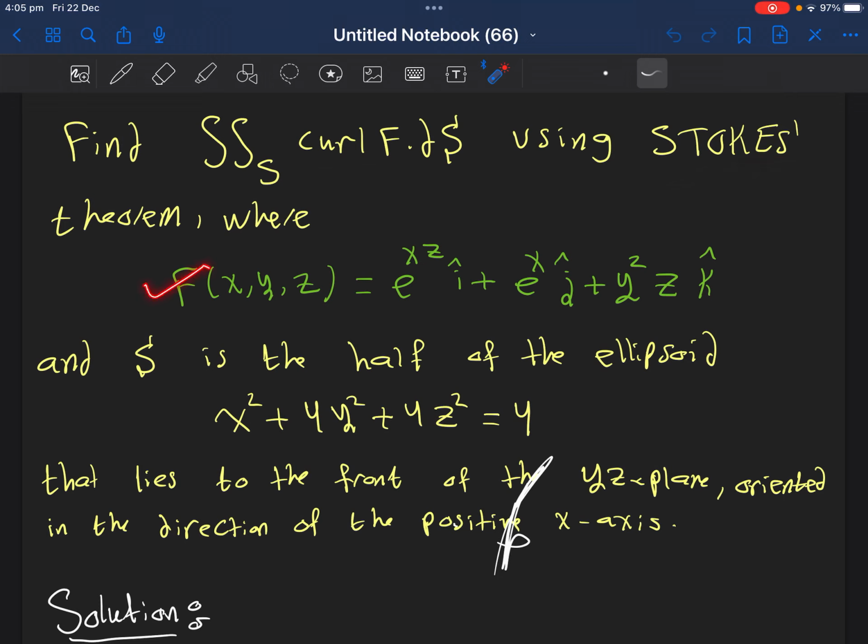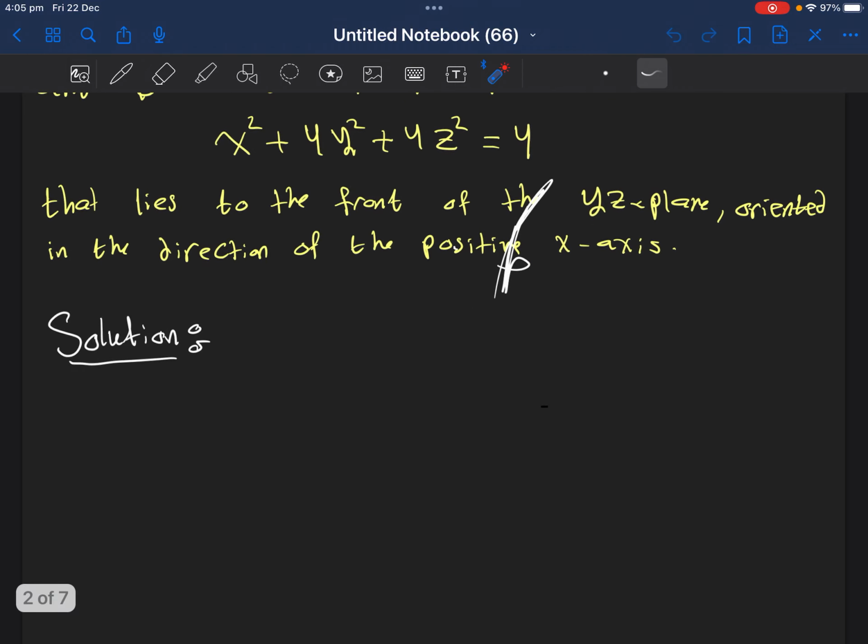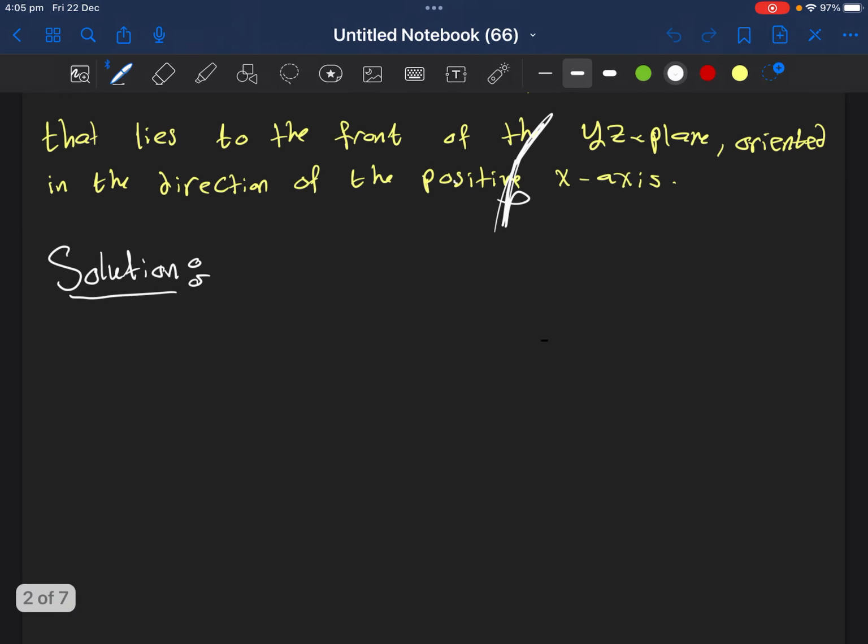So we have the vector field, and a surface S which consists of half of an ellipsoid that lies in front of the YZ plane, oriented in the direction of the positive x-axis. We will see about this orientation, but the first thing is let us state what Stokes theorem is telling us.